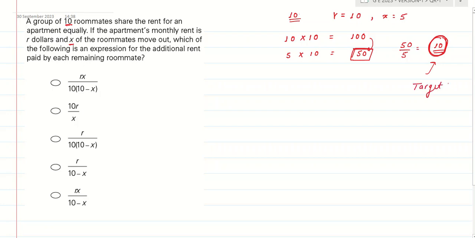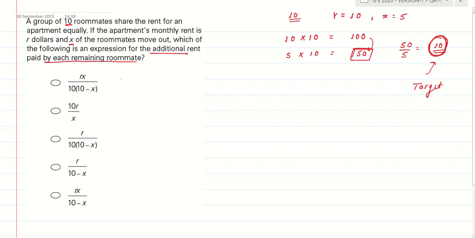Make sense? Now look at every option. $10 extra, keep in mind, means they're paying $20 now. The remaining 5 people are paying $20 each, so 10 is extra. This is the only question: what is the expression for additional rent paid by each remaining roommate? So $10 is my target.